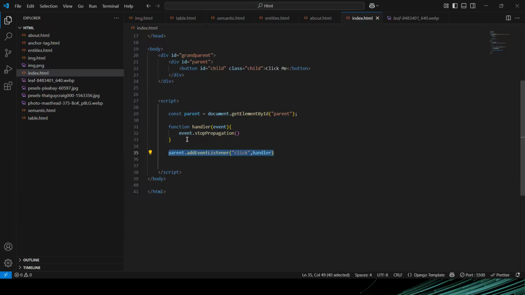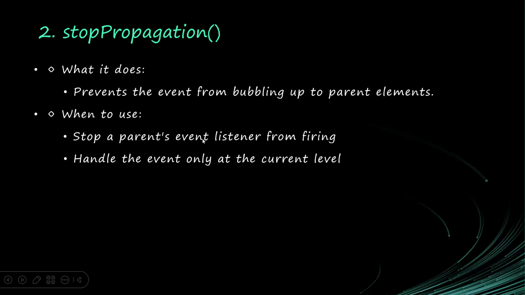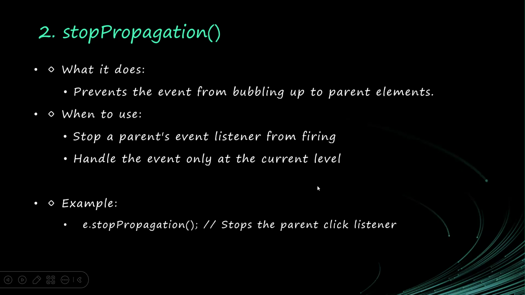All right. So if you want to prevent bubbling from happening, I believe you understand what bubbling is, you call the event.stopPropagation method. It stops the parent event listener from firing. That's what just happened now. It handled the event only at the current level. And this is the example, just like you have seen now.